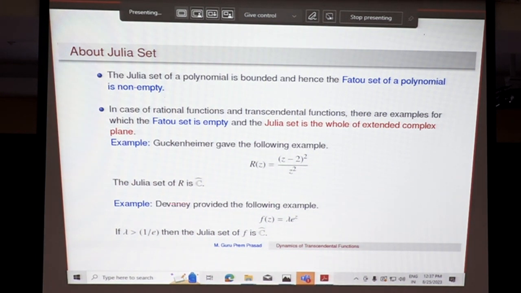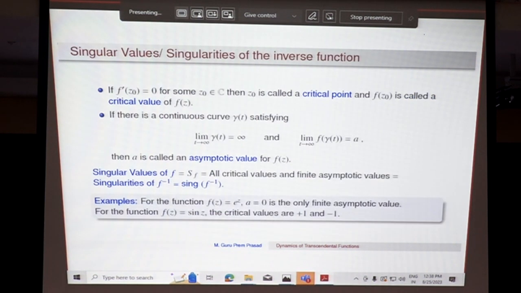Okay, so Devaney produced this function lambda times e power z, for which he showed that for lambda greater than 1 by e, the Julia set becomes the entire extended complex plane. Actually, for lambda less than 1 by e, it is a nowhere dense subset. When lambda crosses this parameter, it becomes entirely equal to the extended complex plane. That phenomenon we call a chaotic burst. Initially it is a nowhere dense subset; when it crosses this critical parameter 1 by e, it explodes and becomes equal to C hat, and hence it is called chaotic burst.